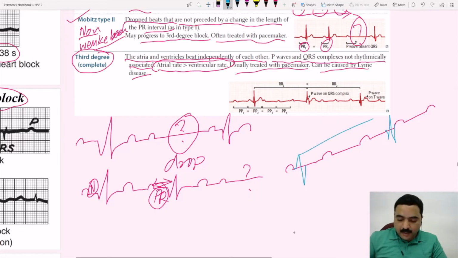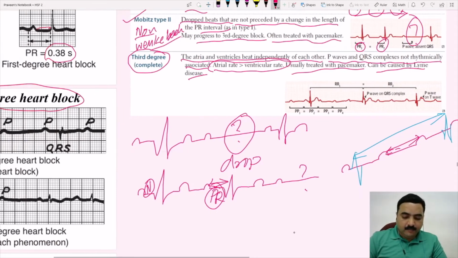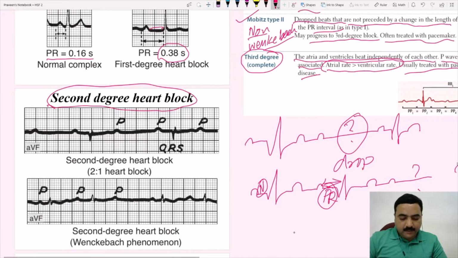So you can see the rate of this is much higher compared to the rate of the P and P. Normally the P to P rate will be approximately 70s or 80s. It can be even up to hundreds. That's within the normal range. Whereas the RR interval rate, that is the rate of the ventricles beating, will be less than 40. So that is what we see in third degree heart blocks.